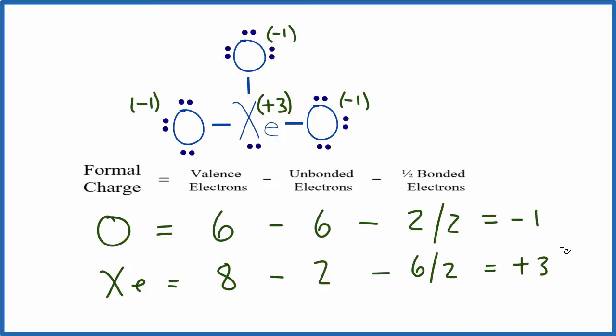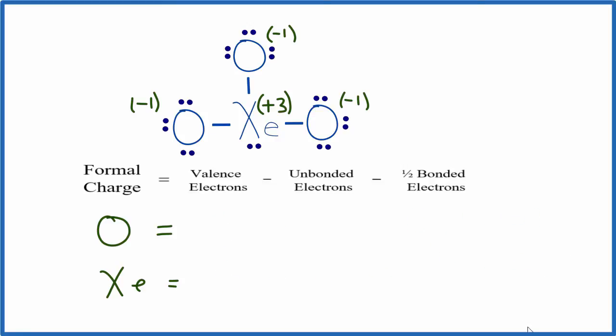We also know that xenon is below period 3 on the periodic table. It can have an expanded octet. It can have more than 8 valence electrons. So we can change the Lewis structure here to find one that's more favorable, more likely. So let's try that. I'm going to take a pair of electrons here and move that to the center and make this a double bond.